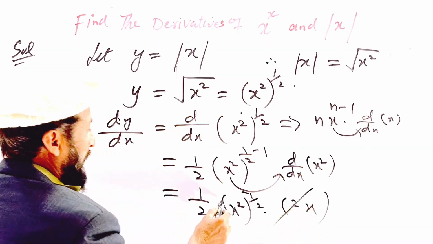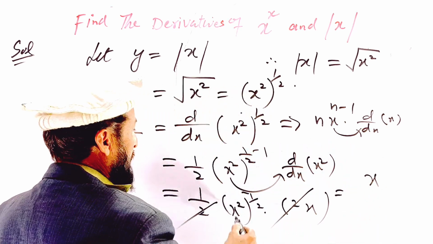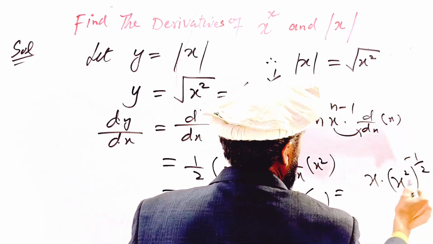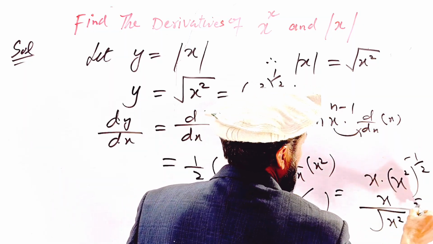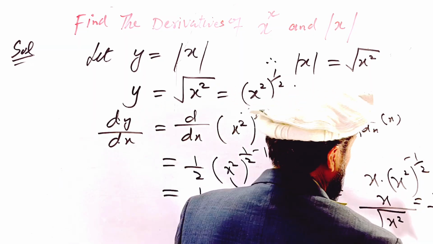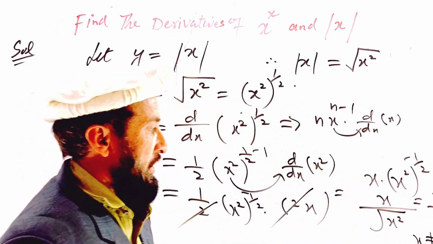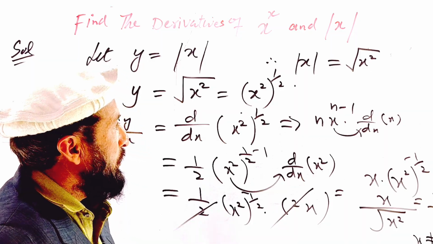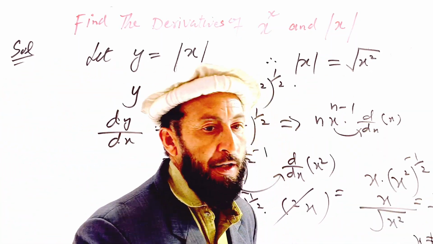Now 2 and 2 are cancelled. We get x into x square to the power minus 1 by 2. Now we change this into positive form, so we can write this as x over the square root of x square. This will be equal to x absolute, but the condition x not equal to 0 must be used, otherwise your question will be wrong. So the derivative of x absolute is equal to x divided by x absolute.